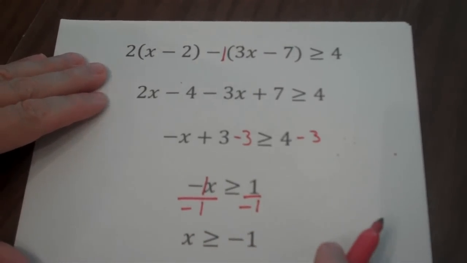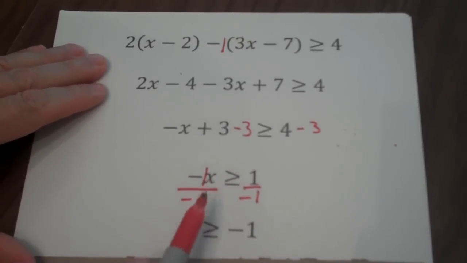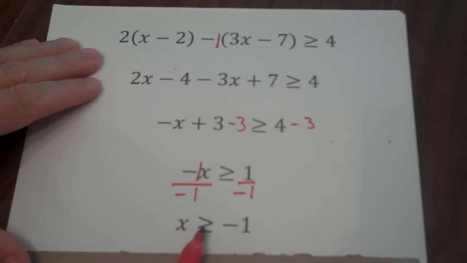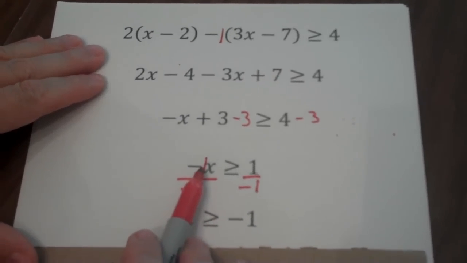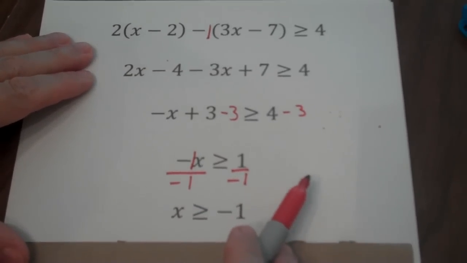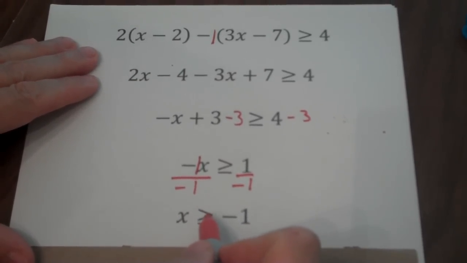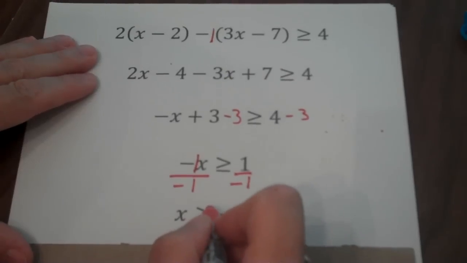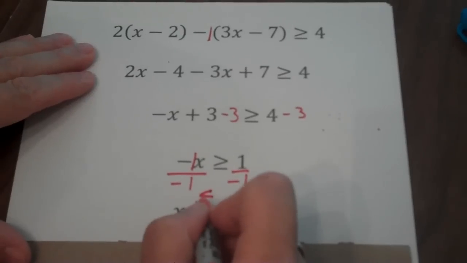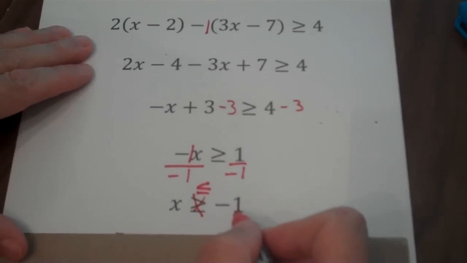Now, something has to happen here. When I divide by a negative, I cannot leave this sign the same way. Remember, whenever you divide or multiply by a negative, you switch the signs, and you therefore switch the relationship. So this sign actually needs to be flipped over. I need to, at this point, actually say that x is less than or equal to negative 1.